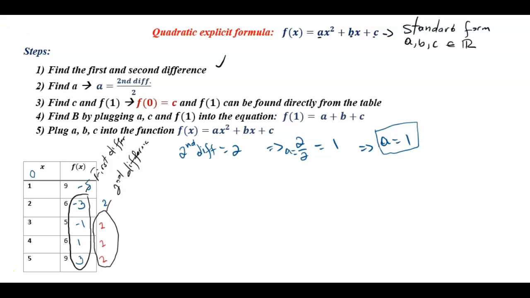So I have -5. So what can I subtract -5 from in order to get 9? That'll be 14. So my term 0 would be 14.